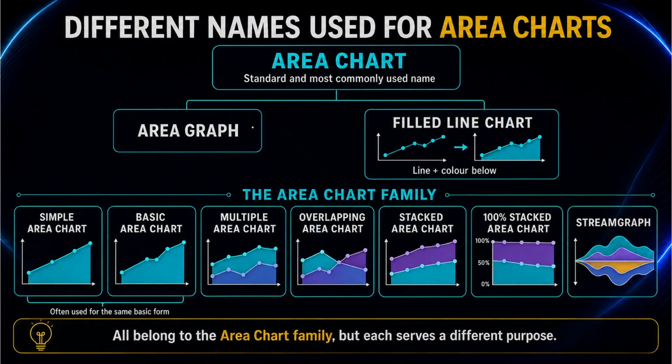Now, let's look at the different names used for area charts. Area chart is the standard and most commonly used name. It may also be called an area graph or a fill line chart because it is simply a line with color filled below it. The area chart family includes simple, basic, multiple, overlapping, stacked, 100% stacked area charts and stream graphs. Simple and basic area charts are often names for the same basic forms. Remember, all these graphs belong to the area chart family, but each one serves a different purpose.